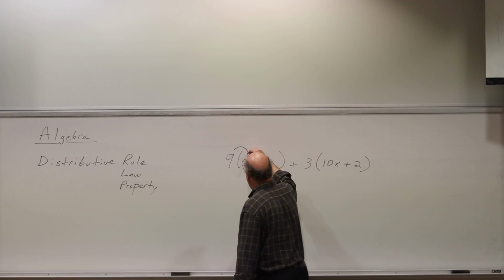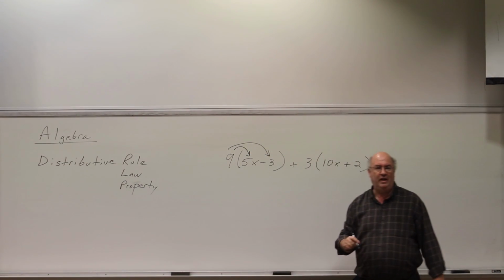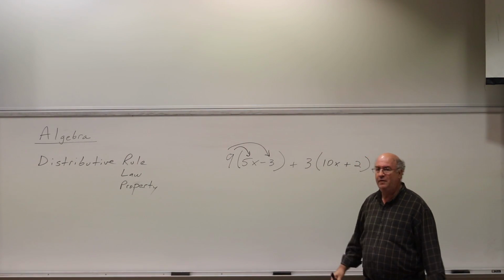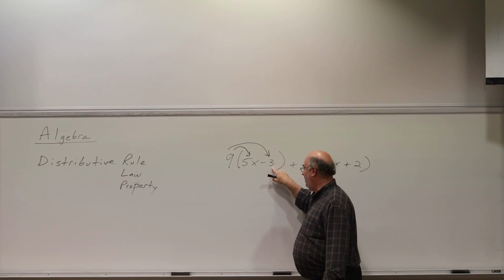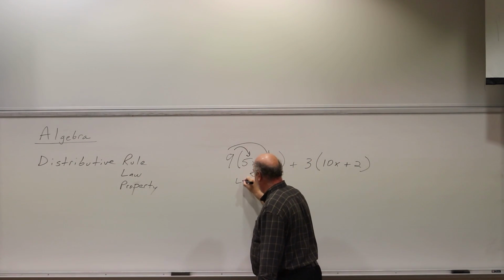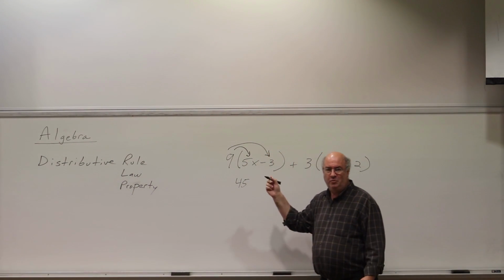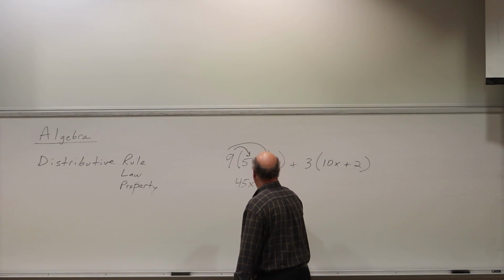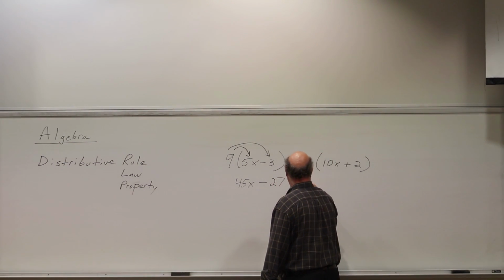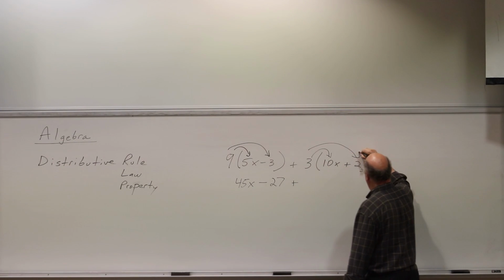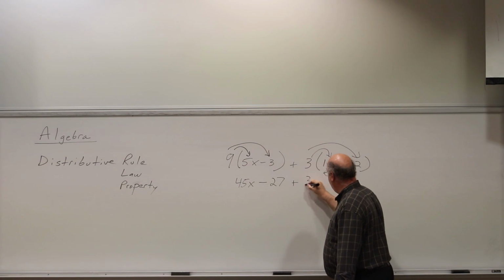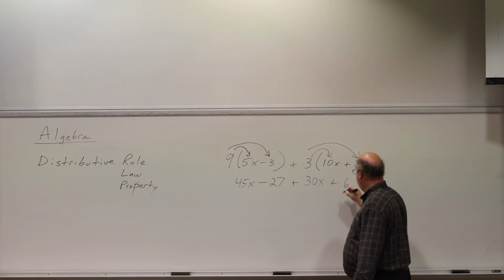All right. So our number on the outside, or our term on the outside, is a 9. Okay, easy enough. We take the 9 and we multiply it by each term inside the bracket. Okay, so 9 times 5 is 45. And that's matched up with an x, so we keep the x. 9 times minus 3 will be minus 27. Second distributive rule that we have, 3 times 10x will be 30x. 3 times 2 will be 6.